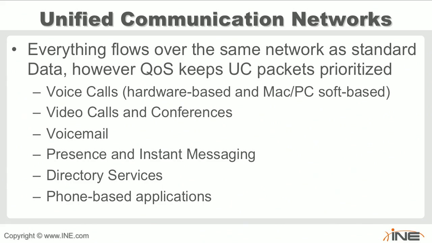So looking at a unified communication network, everything flows over the same network as standard data. But as we just mentioned, quality of service keeps the unified communication packets prioritized. So voice calls, we might have hardware-based, meaning I have an actual hardware IP phone, or I could have a Mac or PC type software-based client, so a soft client such as Cisco Unified Personal Communicator, CUPC, or Cisco IP Communicator, CIPC, or any of the various free or third-party paid-for SIP soft clients that are out there.